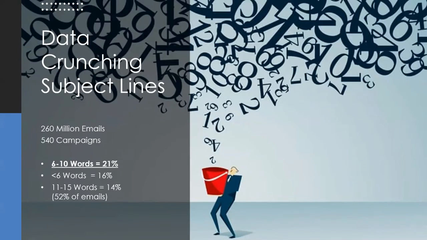And the bottom line is 6 to 10 words is the sweet spot. Out of analyzing 260 million emails through 540 campaigns, the author of this article in Inc. basically found that subject lines that had 6 to 10 words performed the best. However, more than half of the emails had too many words in them, and that's one of the problems. If you have too many words in your subject line, it is not as good of a conversion.